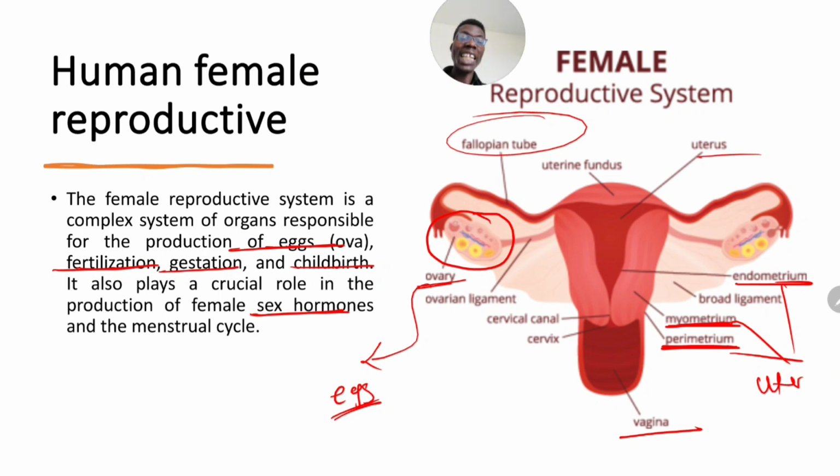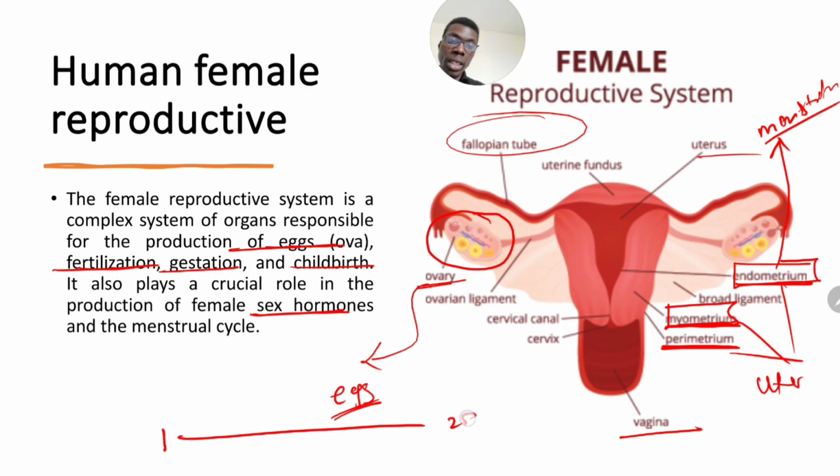It is very important you know this, especially the endometrium and the myometrium. Why do I need to know that? Because the endometrium is what is being shed off during menstruation. Menstruation, please. Now let me say this. Menstruation is not the same as menstrual cycle, please. Menstruation is a segment in the menstrual cycle. Menstrual cycle takes about 28 days. So from day 1 to day 28, the first 3 to 5 days is menstruation, which is also called period or menses. That is when this endometrium is shed off.